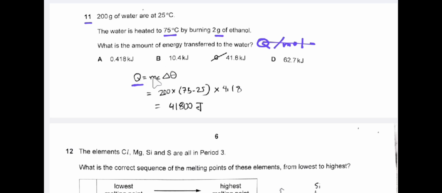So energy, or Q, is equal to mc del theta, where the mass is the mass of water that is heated. So mass in gram is equal to volume in cm cube. So mass is 200 gram, and C is the specific heat capacity, that is 4.18, and theta is equal to 75 minus 25, that is 50 degrees centigrade. So this is the energy that is needed, or the energy transferred to water. So that is 41.8 kilojoules.